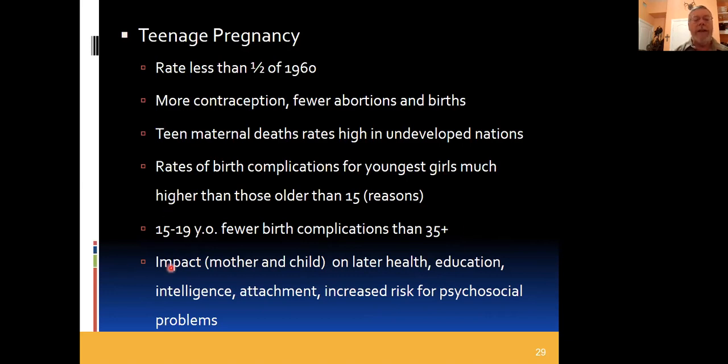So one of our big concerns about teen pregnancy is it can have some very significant impacts on both the mother and the child. And in all of these areas, we find that health outcomes for both mother and child tend to be less good with teen pregnancies. Also, the girl who gives birth as a teenager is less likely to complete her education. We find that attachment patterns between mother and child tend to be more likely disturbed than if the mother is somewhat older. And both mother and child have increased risk for psychological problems like depression, and social problems such as being taken advantage of by others.